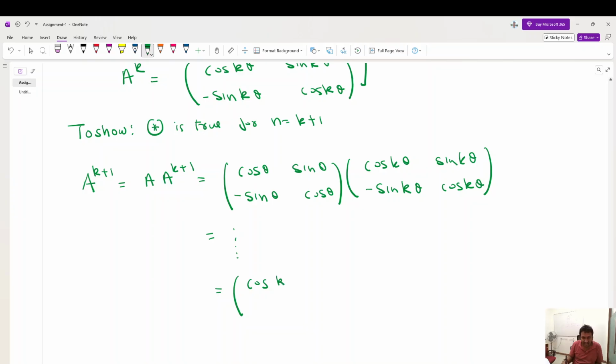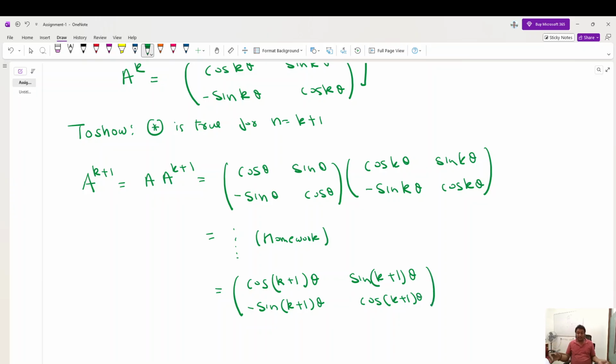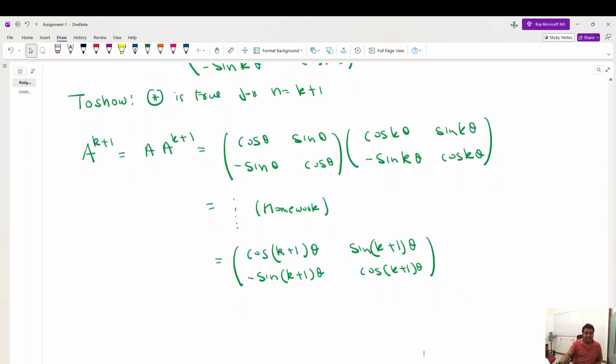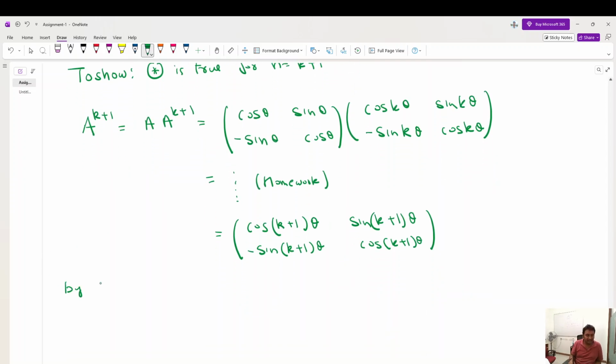This is cos k plus 1 theta. And this is sine k plus 1 theta. Homework, huh? Although your tutors will also do this job. And the people who are watching this, you can try and ask there, of course, if you have doubts and comments. It means by principle of mathematical induction, we are done.